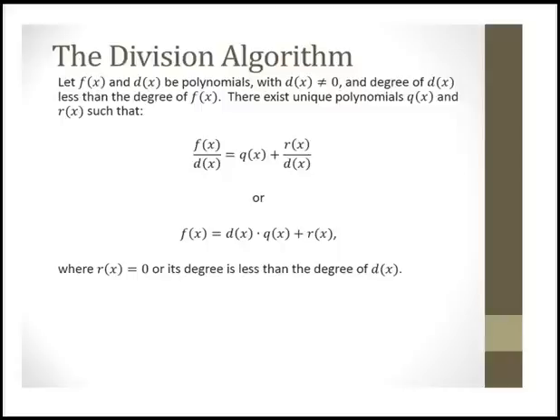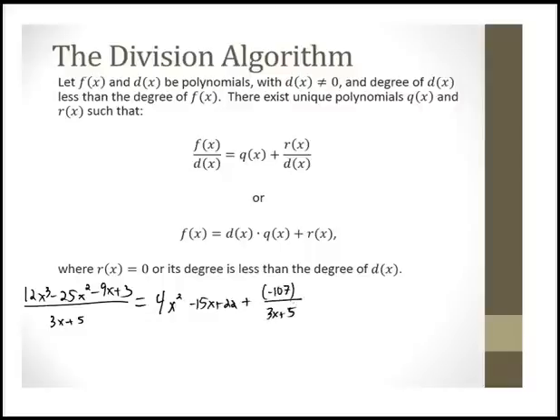So what we saw earlier was that 12x cubed minus 25x squared minus 9x plus 3 over 3x plus 5, we divided by 3x plus 5. And that ended up being a quotient 4x squared minus 15x plus 22 plus a remainder. The remainder was negative 107 over the divisor, 3x plus 5. And that's how we expressed it a moment ago.